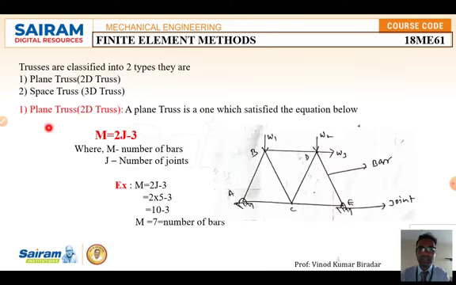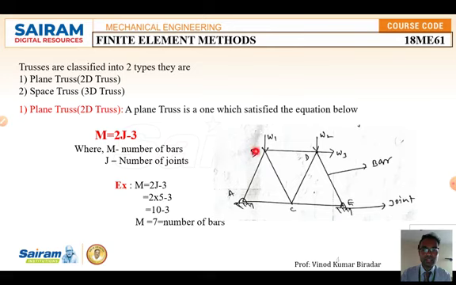Trusses are classified into two types: the plane truss, called a 2D truss, and the space truss, called a 3D truss. A plane truss is a truss which satisfies the equation m = 2j - 3. Here m is the number of bars and j is the number of joints.